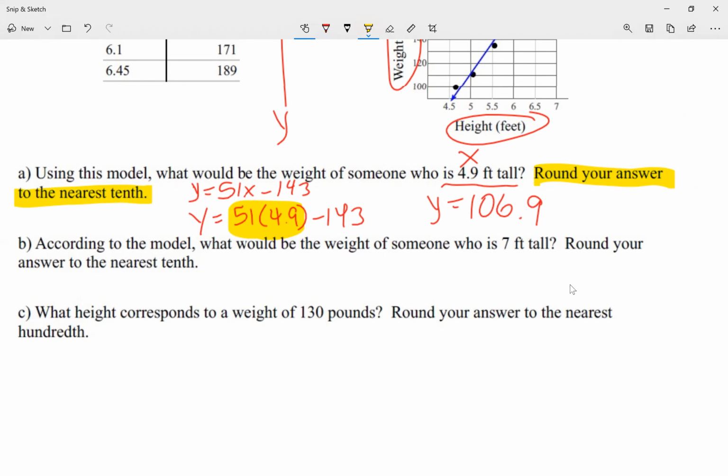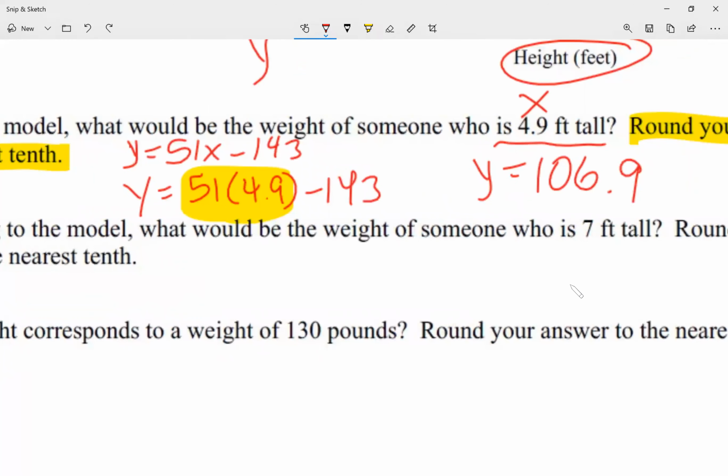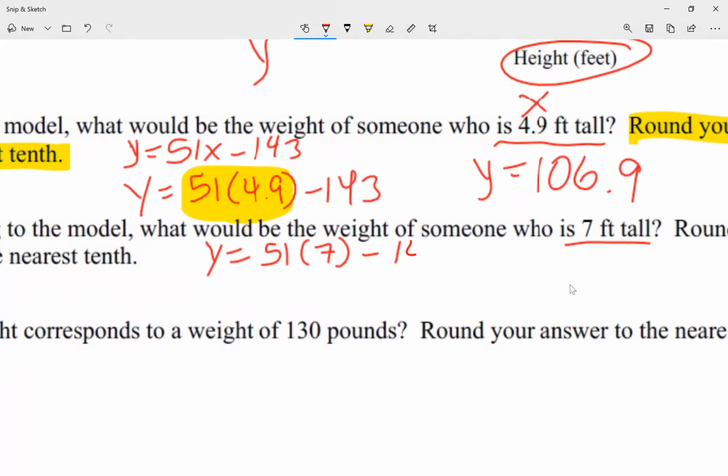According to the model, what will be the weight of someone who is 7 feet tall? I'm going to use the same equation. Y equals 51x minus 143. And I'm going to replace. Now, one value, 7. I'm given a 7. Got to ask myself, is that height or weight? 7 feet tall. Well, that's height. And remember, height is the x value. So let me rewrite this as y equals 51 times 7 minus 143.